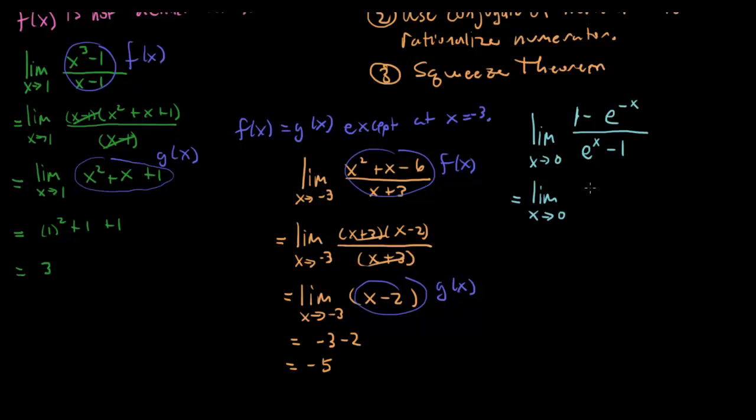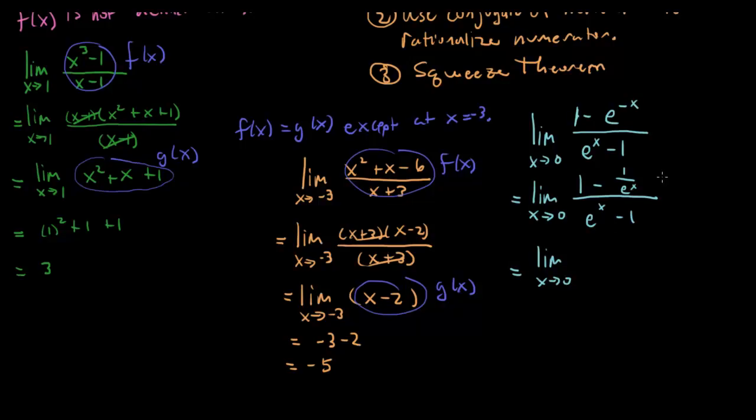Now, let me think about this. What I want to do is rewrite this somehow so that when I directly substitute 0, I don't get a 0 in the denominator. Oh, here's an idea. What does this actually look like? That actually looks like 1 minus 1 over e to the x, over e to the x minus 1. What if I multiplied on the top and the bottom by e to the x? Let's see if that works. I have a hunch that it might work.